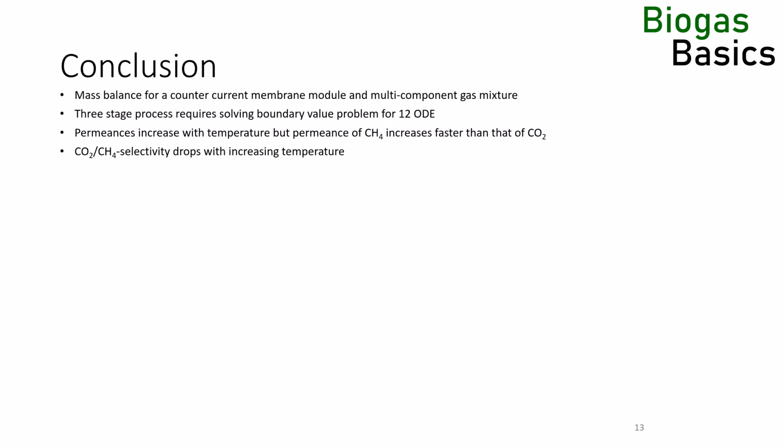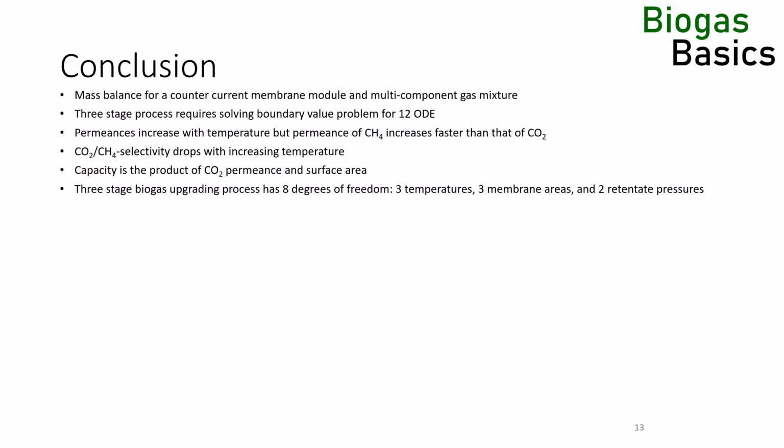For commercial gas permeation modules in AD, the selectivity is between 40 and 50 at 25 degrees Celsius. The capacity of a membrane module is the product of CO2 permeance and active surface area. I introduced the 3-stage process for the purification of biogas and its independent variables. They are the temperatures and membrane area of each stage and the retentate pressures of the 2nd and 3rd stage.